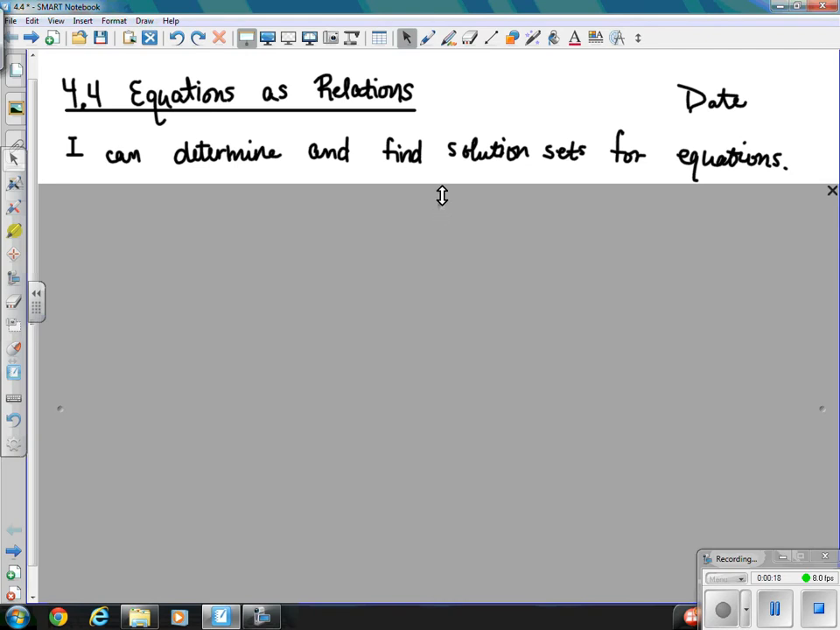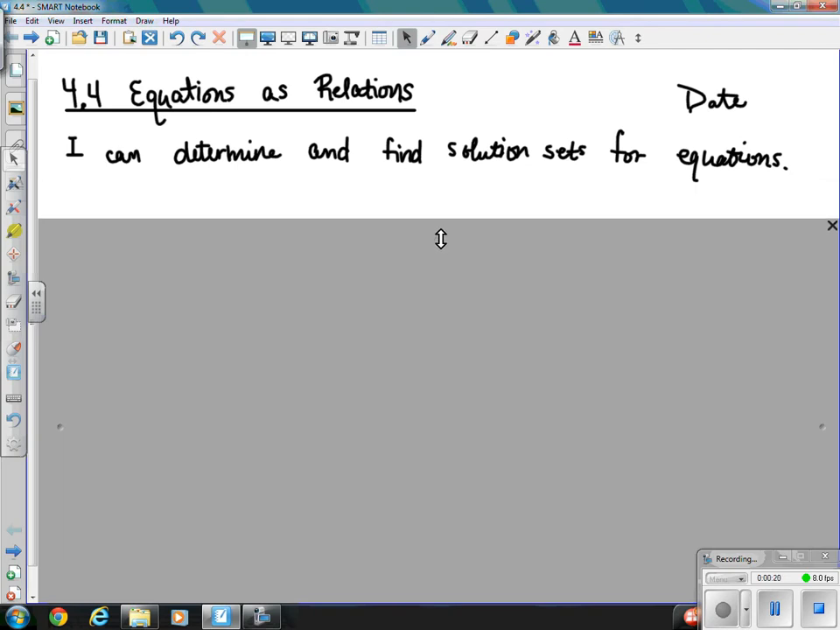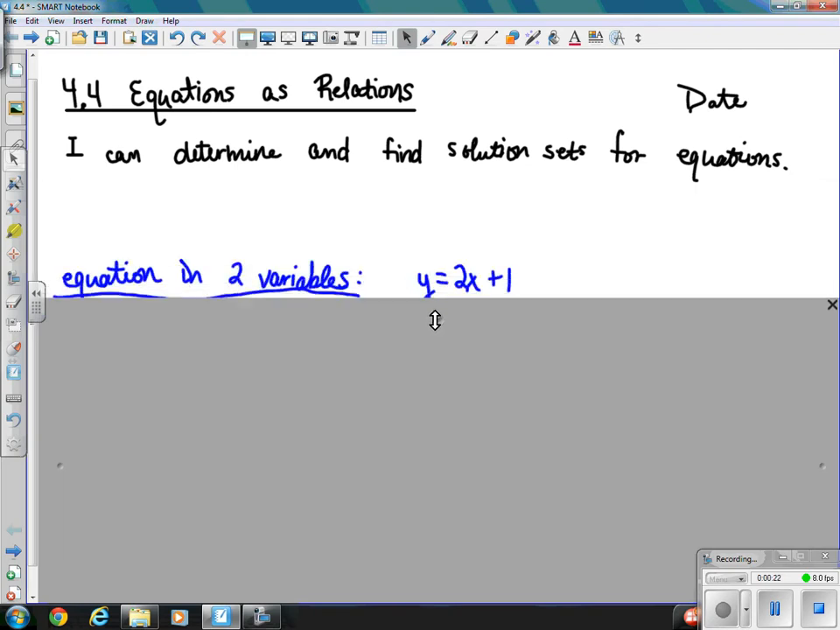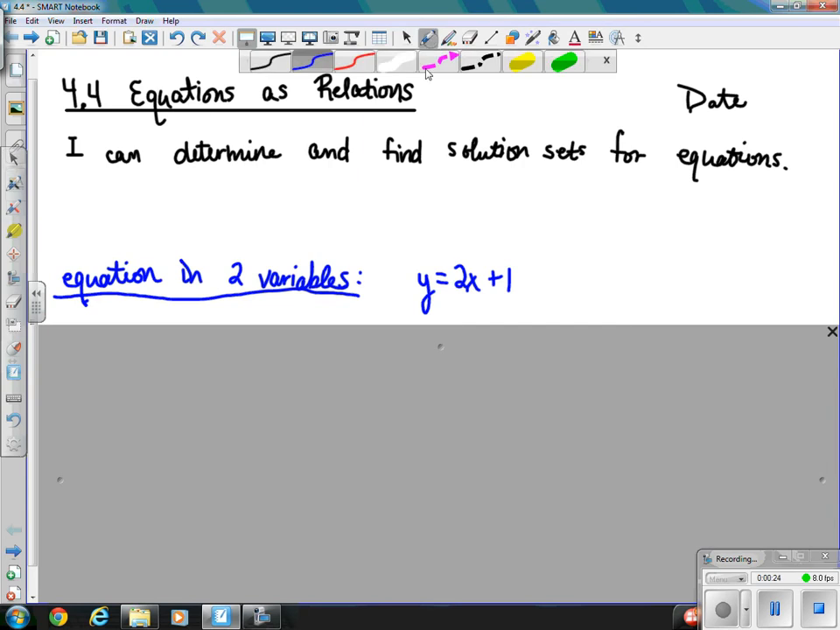Now, let's start us off with a couple of vocabulary words. Our first vocabulary word is equation in two variables. Equation in two variables just means that the equation has two variables. It's usually x and y, but sometimes they can use other variables. But for the most part, with equations as relations, we'll see variables x and y in our two variable equations.